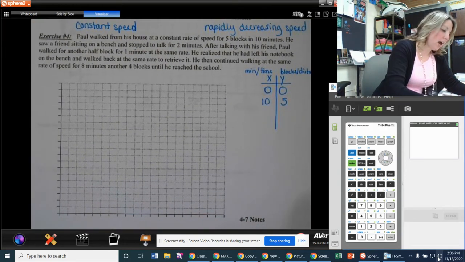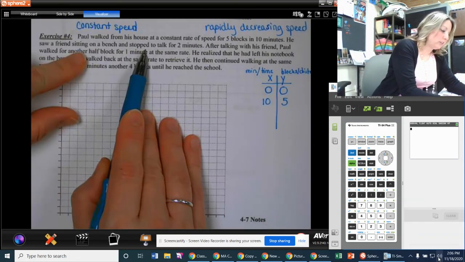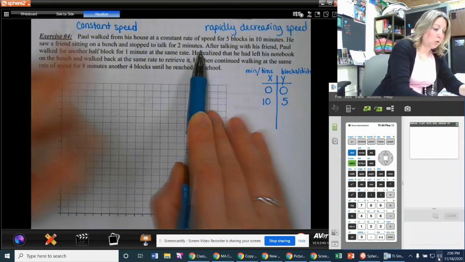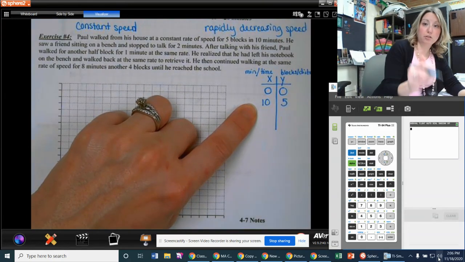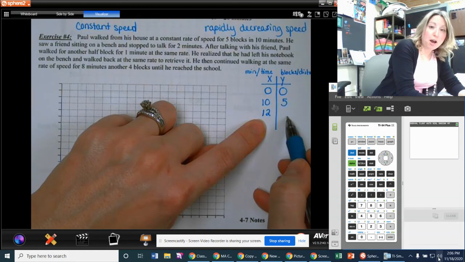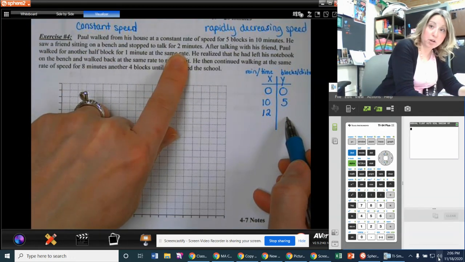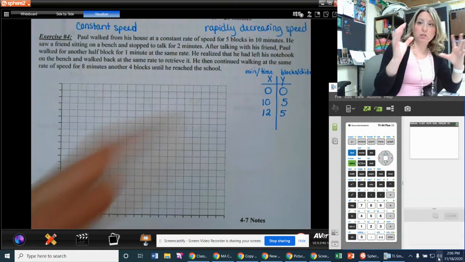Okay. After talking, he saw a friend sitting on a bench and stopped to talk for 2 minutes. Okay. So I've already got 10 minutes have passed. I'm adding 2 minutes to that. What's 10 plus 2? 12. And did my blocks change? No, because he sat. So we're still at 5. So notice I'm doing some adding as I'm going.